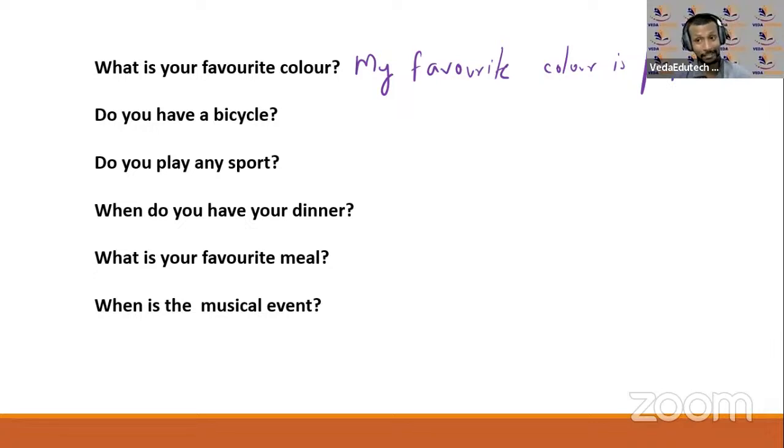Okay, now the next one. Do you have a bicycle? क्या आपके पास एक bicycle है? Yes or no question it is. You can give any answer there. No, I do not have a bicycle, but I have a bike, or else I have a scooty.